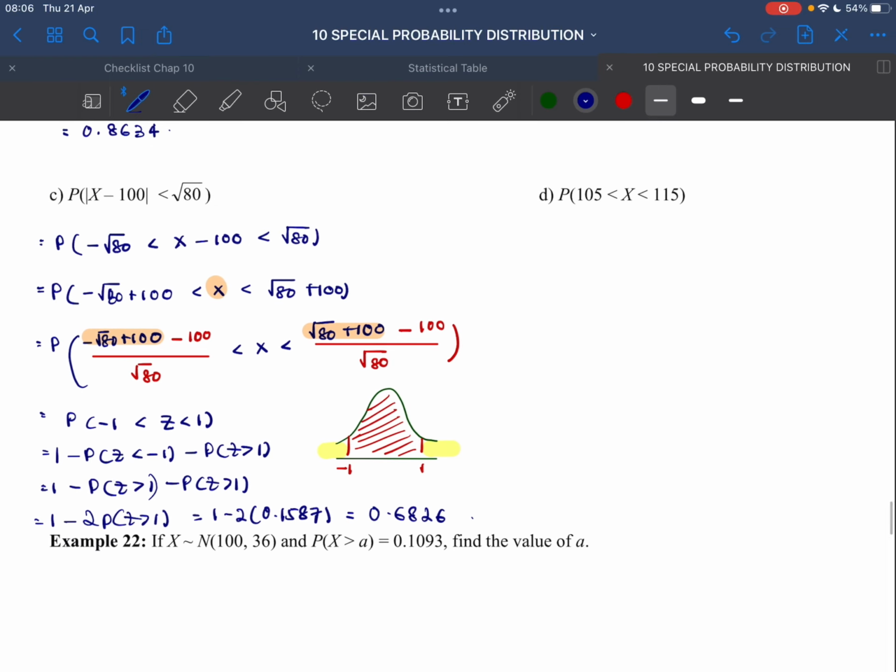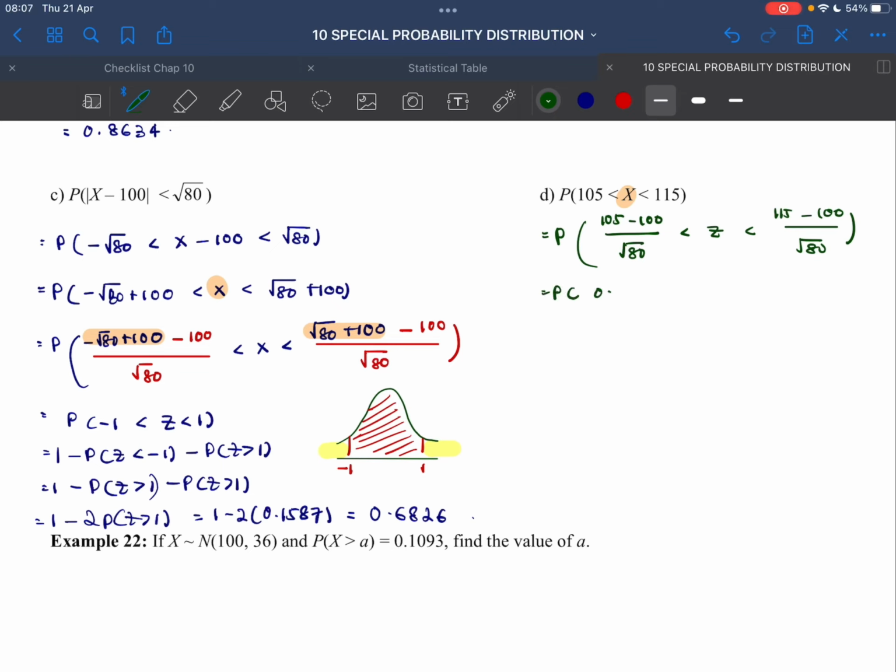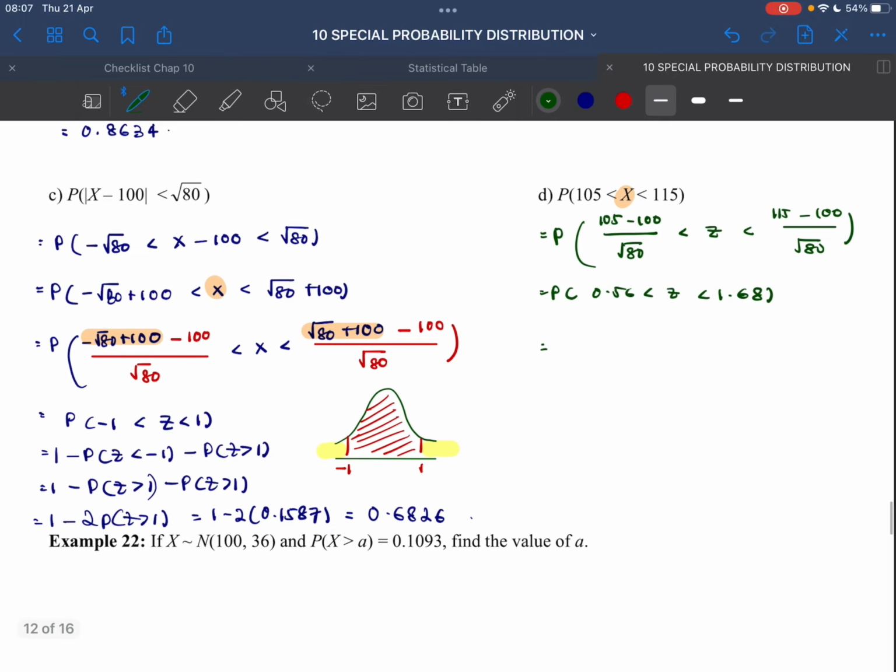Okay, so let's see the last example, X between 105 and 115. So first thing first, make sure you have to change your X first. Okay, X has to be changed to standard normal distribution in the form of Z. So we have P((105 minus 100), our mean mu, over standard deviation, and here is Z, (115 minus 100) over square root 80. Okay, so now just simplify. We have 0.56 and Z we have 1.68, and again, last time we put it in our bell shape.